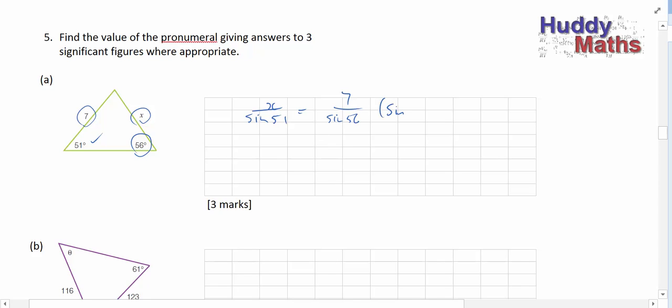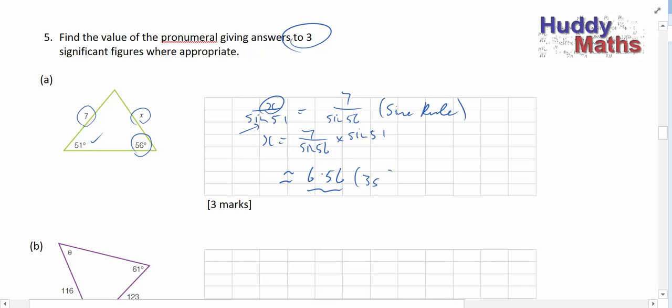So this is the sine rule. Okay, so therefore x equals 7 on sine of 56 times sine of 51. X has been divided by this. Get x back again, we'll multiply by it. So it's approximately 6.56. They asked this time for 3 significant figures. So you've got to have 3 significant figures there.